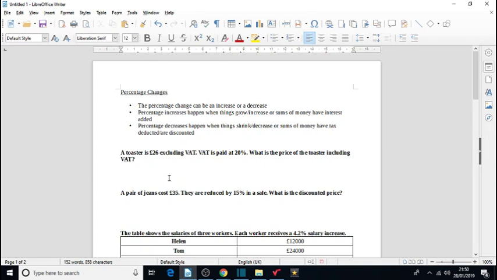A toaster is £26 excluding VAT. VAT is paid at 20%. What is the price of the toaster including VAT? VAT stands for value added tax. So therefore, we're going to work out what our multiplier is. Because it's 20%, it's value added tax, and the price is given of what is excluding VAT, and the question is asking how much is the toaster including VAT. Therefore, the 20% is an increase.